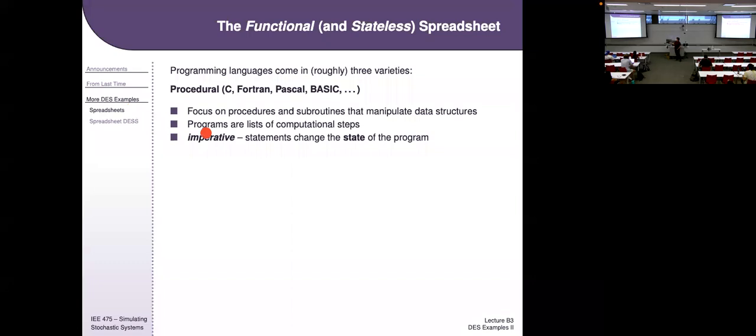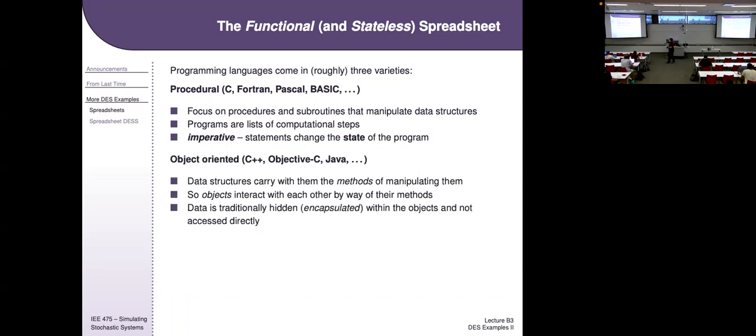And so we use the term imperative to describe these languages, and that means that the statements made in the languages change the state of the program. So these programs really do have an analog of a dynamical state like we see in discrete event system simulation models. Now, there's also object-oriented programs.